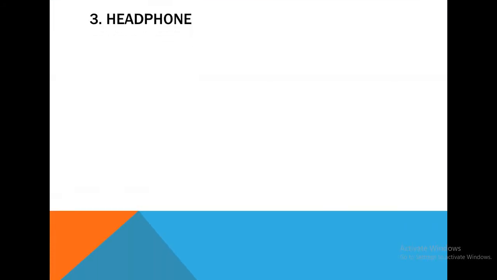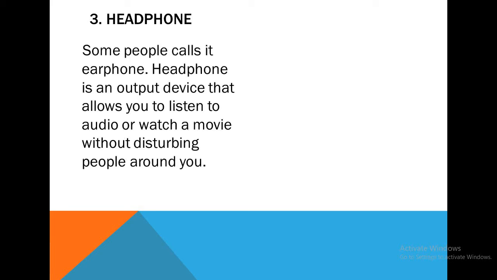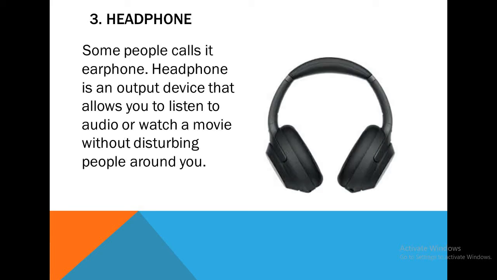Another one that we're going to be looking at today is the headphone, but some people call it the earpiece or earphone. Now, the earphone is an output device. It allows you to listen to audio or to watch a movie. Most of us that love cartoons use it to watch a movie without disturbing people around you. Now the microphone, the headphone can either be wired, like I have said, or wireless. Some of us prefer Bluetooth because we don't want wires to be around us.